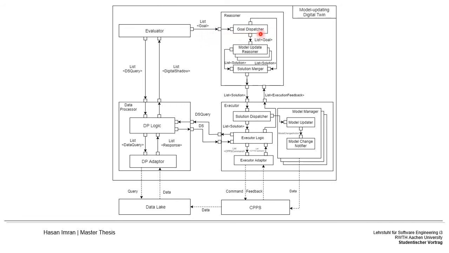In the reasoner, you have the goal dispatcher as talked about. It filters the goals, then sends them to the respective components, and then you get the solution. The reasoner then forwards the solutions to the executor. The executor filters the solutions based on the type and gives them to the corresponding application.